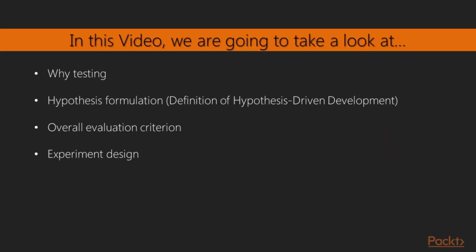In this video, we are going to take a look at the criticality of testing the validity of user stories, how hypotheses are formulated and how they relate to features and user stories, and the overall evaluation criterion as a means to objectively assess validity of hypotheses. We will finally look at how to design experiments based on A/B test.